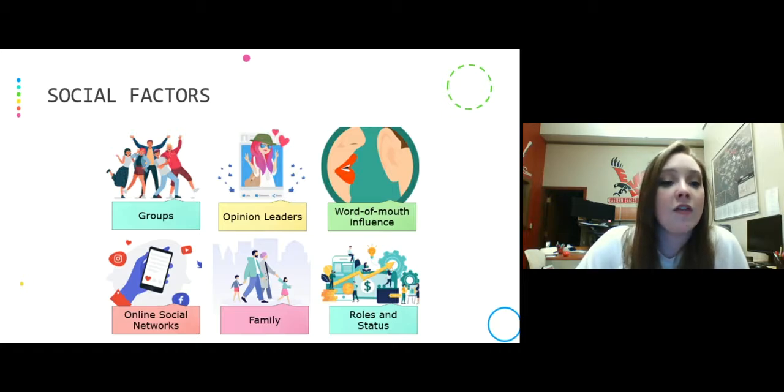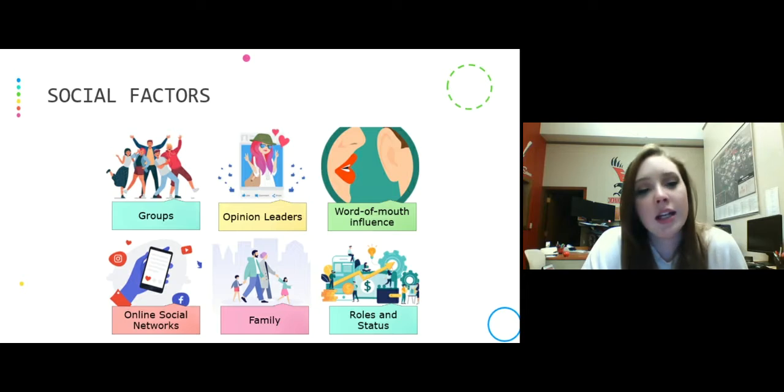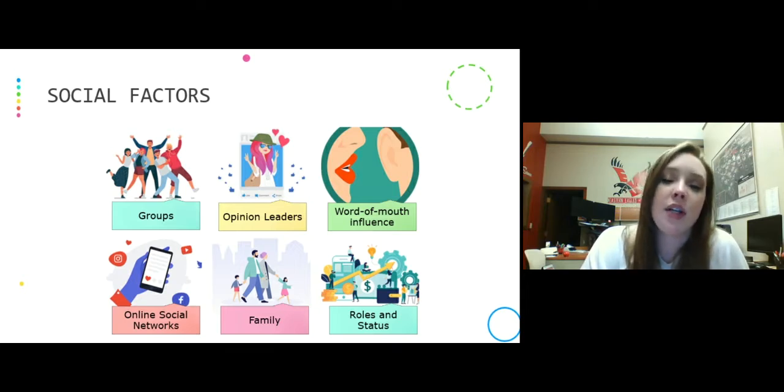Next, we have word of mouth influence, and this refers to the impact of personal words and recommendations of trusted friends, associates, and other consumers on buying behavior. Rather than leaving it to chance, marketers are going to create positive conversations about their brands.